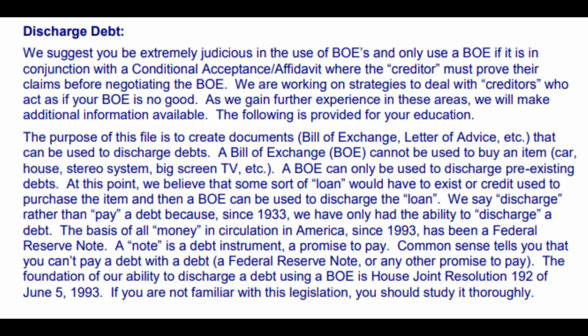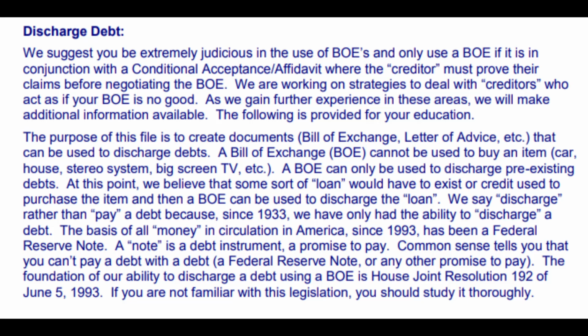We say discharge rather than pay a debt because since 1933, we have only had the ability to discharge a debt. The basis of all money in circulation in America since 1933 has been a Federal Reserve note. A note, which is a debt instrument, a promise to pay. So nobody's ever gotten paid since you ever got paid with Federal Reserve notes. So they still owe you that because you gave physical labor and they gave you a green piece of paper. So you took a loss, which is why I don't understand why you're paying taxes too. You're taking a loss every time you take a check with that fake money.